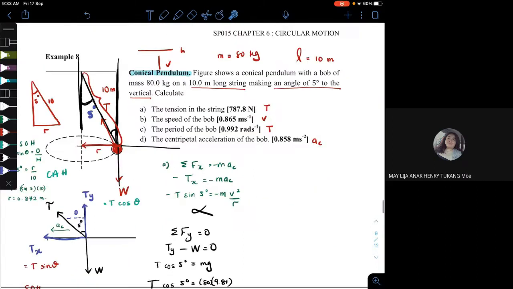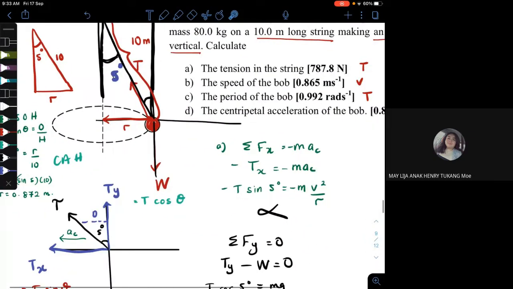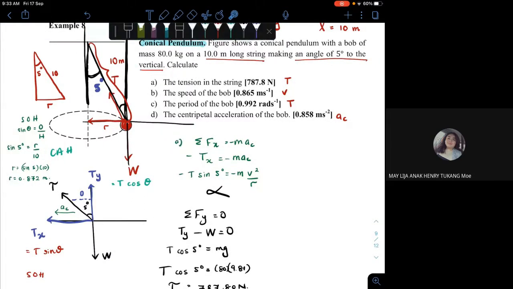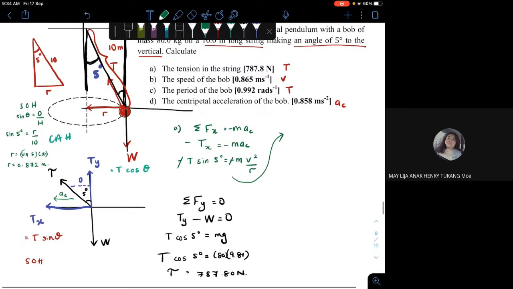Sekejap Miss besarkan dia. Miss tak besarkan kat sini. So this one Miss continue je lah. So we have our T. This one Miss continue over here. This one boleh cancel out. And then we already have our T iaitu 787.80 sin 5 equals to, our mass is 80. V nak cari. R dah dapat dah iaitu 0.872.